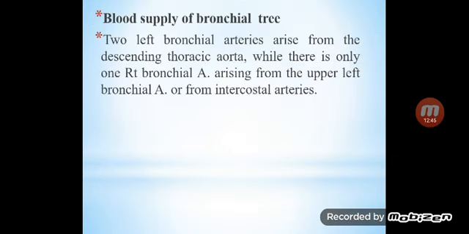The blood supply of the bronchial tree, this is easy. The bronchial tree is supplied by bronchial arteries, right? We have 2 left bronchial arteries and 1 right bronchial artery. The 2 left bronchial arteries arise directly from the descending thoracic aorta, while the right one arises from the upper left bronchial artery, or sometimes from the intercostal arteries.